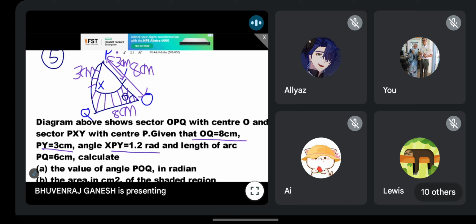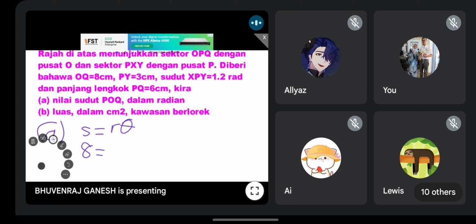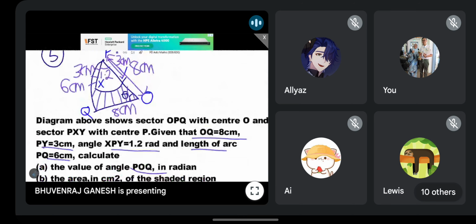Okay, so next one, XPY, 1.2 radian. Length of arc PQ, 6 cm. So you see, whenever you get the info, label everything. So that is clearer for you. Okay, so first one, quite easy. Angle POQ in radian. Okay, so again, the same formula lah, S equal to R theta. So bahagian A, S equal to R theta. So S is 8. You want to find you have the R is 6 theta. Okay, so then you can cari nilai theta lah.